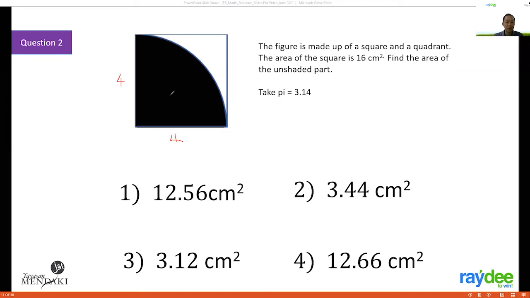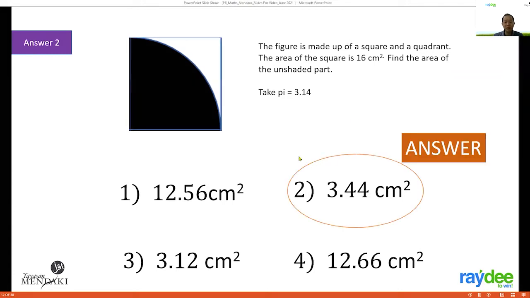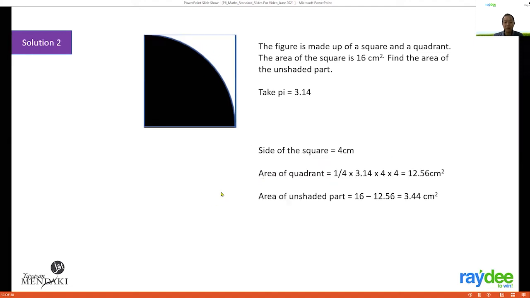Now you know the radius, you can find the area of the arrowhead. Did you get 3.44? That is the area of the arrowhead, the unshaded part. Here's the solution. The first thing is you must know that the side is 4. After that, you find the area of the quadrant, which is the black shaded part: 1/4 times pi times r squared. You get 12.56. And the area of the unshaded part is basically the area of the square take away the quadrant, and you get 3.44.